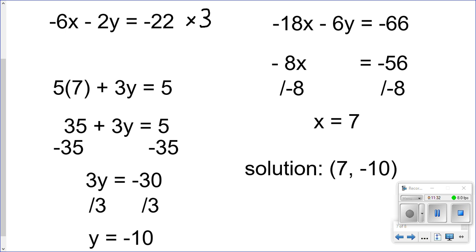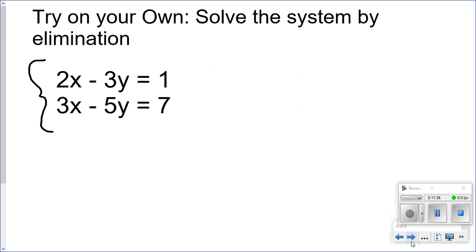Okay? The last one is your try on your own. So this one you will have to manipulate. You will probably have to multiply both. Because I want you guys to practice it. How you multiply it is up to you. Okay? And we can talk about the differences next class.